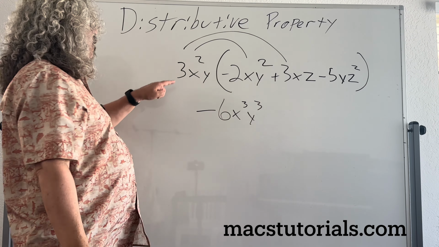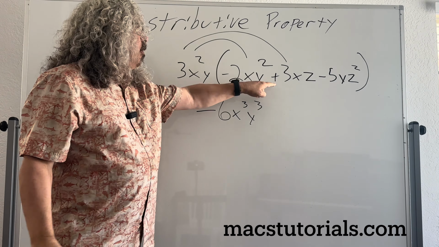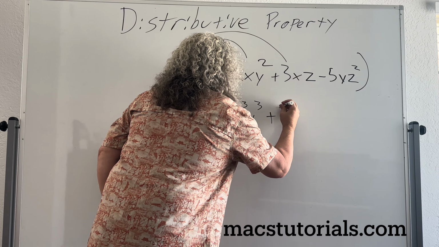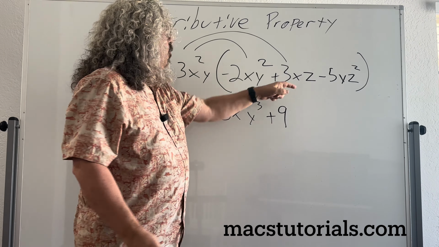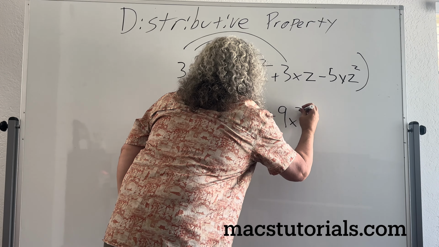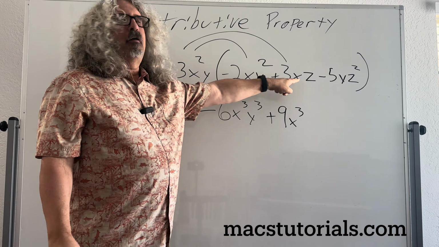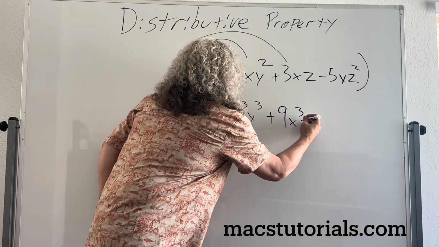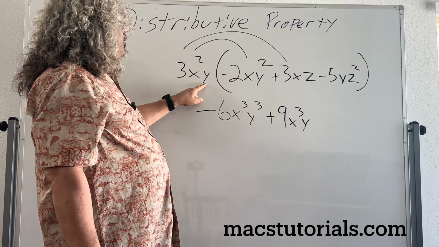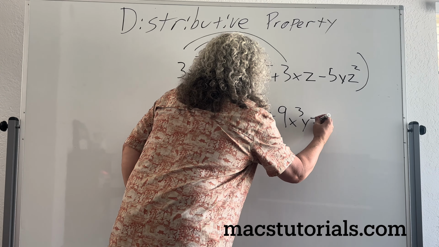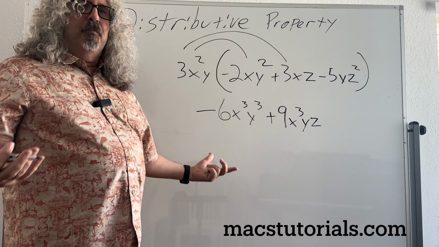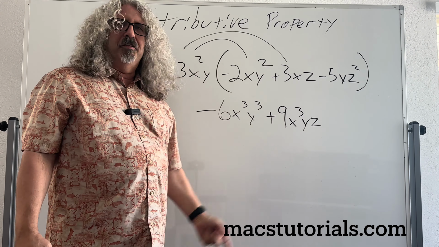The big numbers, positive 3 times positive 3 is going to be a positive 9. X, I have 2 x's, I have 1 x, so I'm going to have x to the 3rd. I have a y, I don't have any y's, so he's just y. And I'm done, except for he has a z. There's no z's here, so I'm just going to put a z there. Okay, just make sure everybody in the question is involved in the answer.